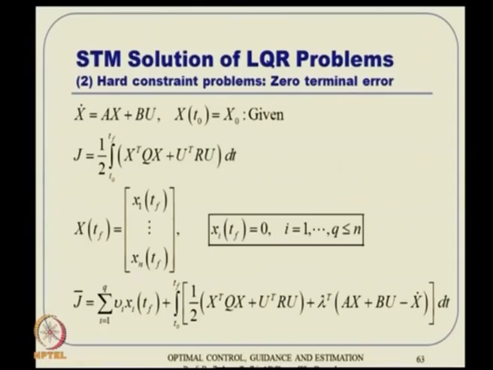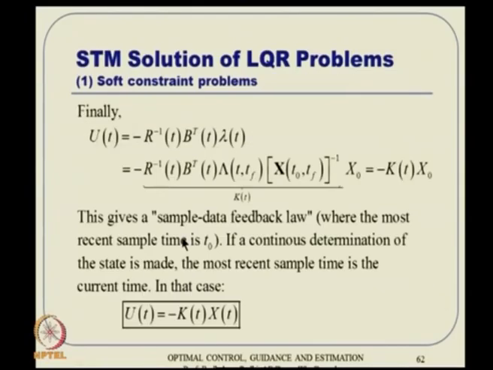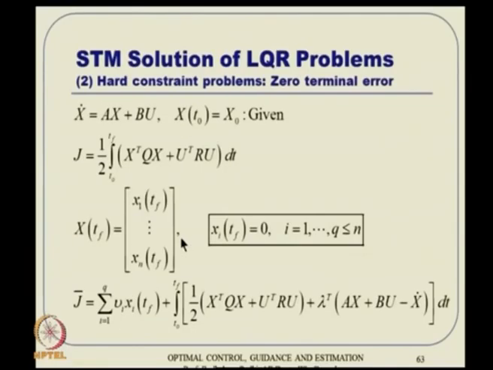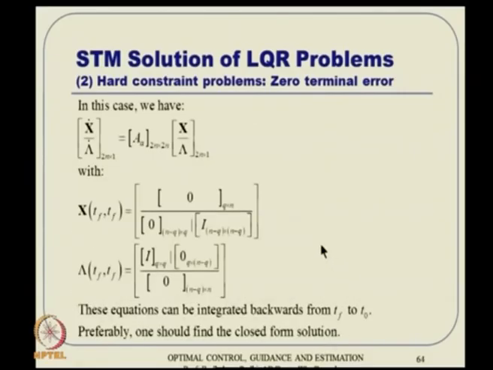Then we extended that to the hard constraint problem also and said, here the xf was free, but here xf is a hard constraint sort of thing. That means xi of tf has to be equal to 0 for i equal to 1 to q. So, for a set of states, part of the states should be identically equal to 0. That's a hard constraint. So, then we have to formulate this anew.